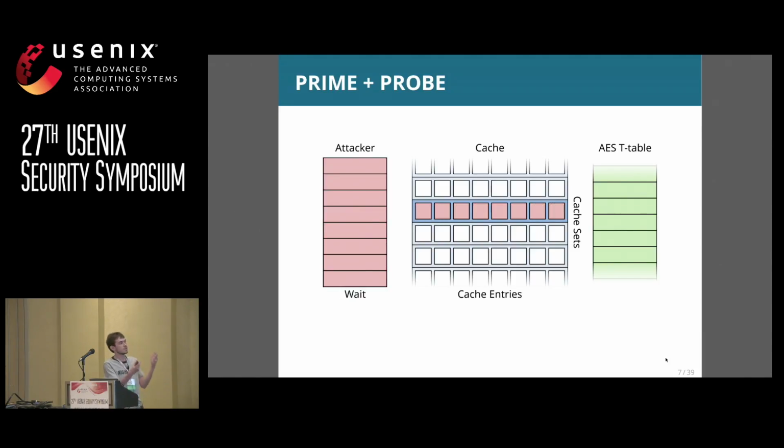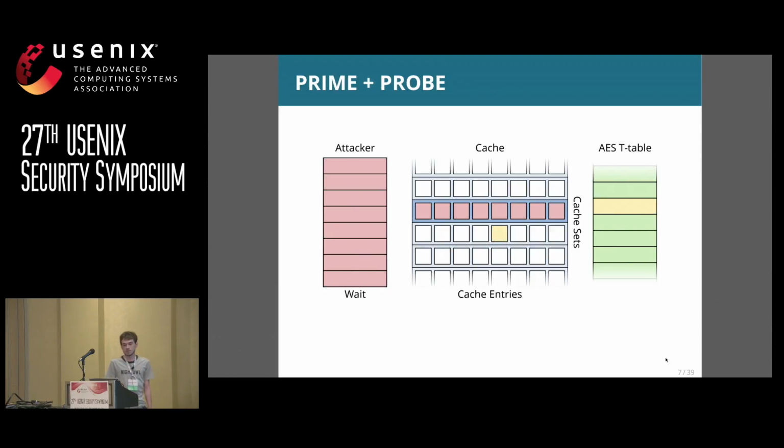So now that the cache is filled with pages from the attacker, he simply waits until the AES encryption kicks in or something else happens on the CPU. And if you encrypt something, it will use some random entry in the T-table, and that will be loaded into the cache as well. In this case, in a different cache set.